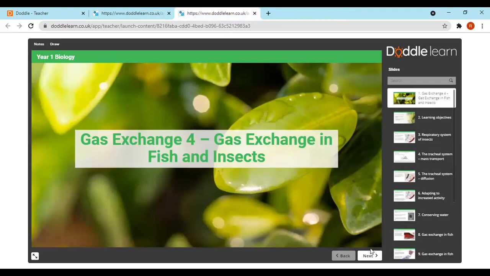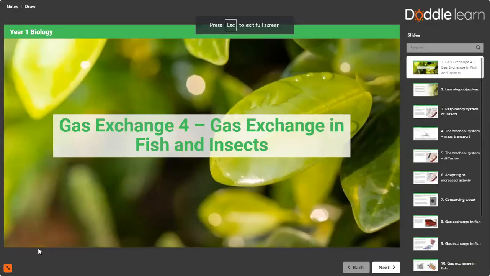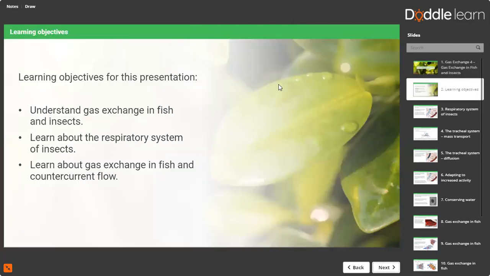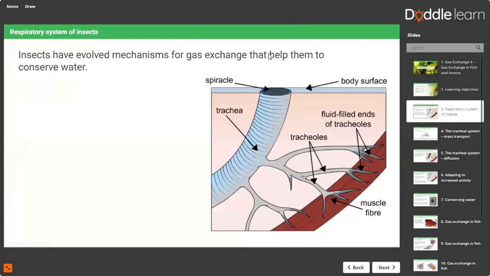The last bit we're going to look at on lungs is gas exchange in fish and insects. This always seems a little bit random, but we do a lot about the gas exchange system in humans, and we actually have to know a little bit about it in fish and insects as well. So we're going to look at how gases exchange in fish and insects, the respiratory system of insects, and gas exchange in fish and countercurrent flow. We're going to look at insects first.